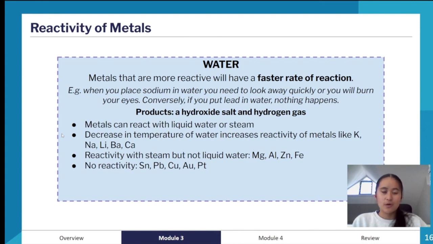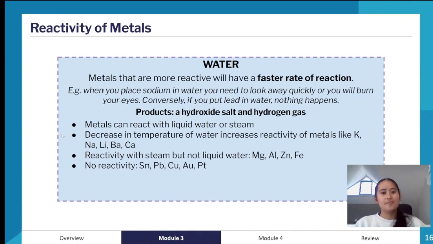So for example, if we're putting magnesium in water, we'll create magnesium hydroxide and also hydrogen gas. Some things to note about water reacting with metals is that some react with liquid water, some react with steam, others don't react with liquid water but do react with steam. So some react with both. It all depends on the metal.